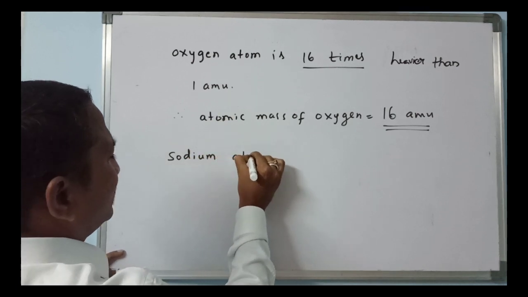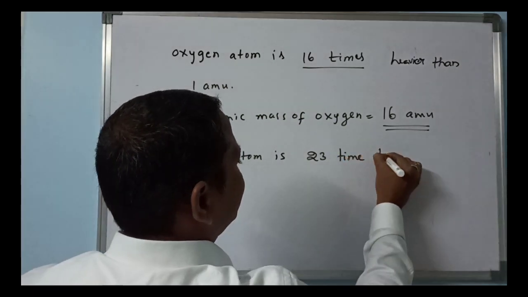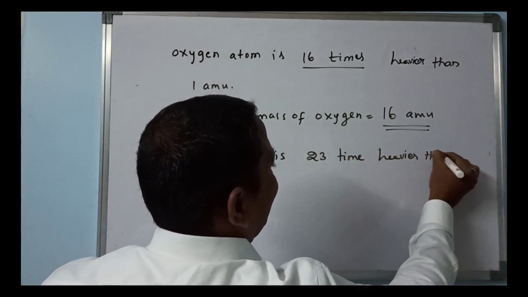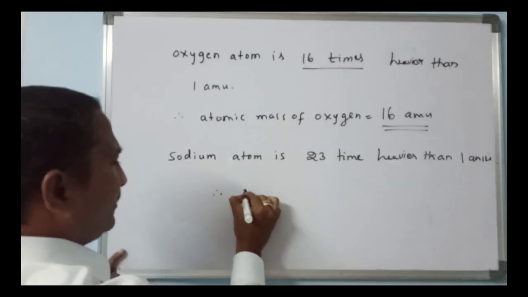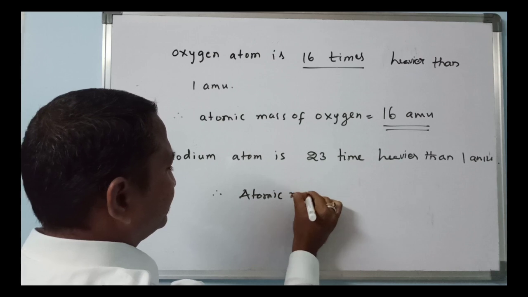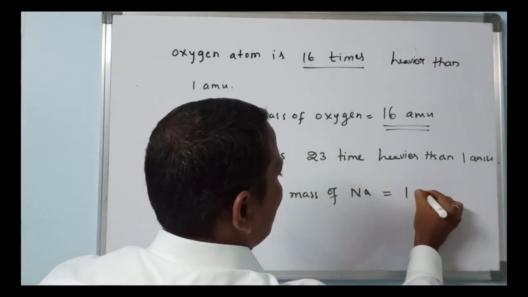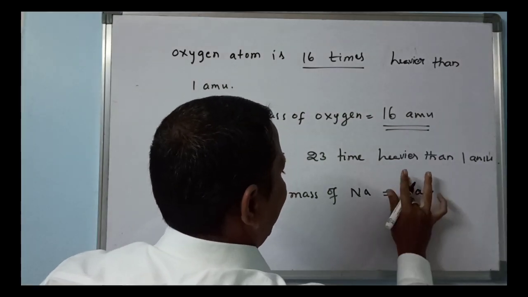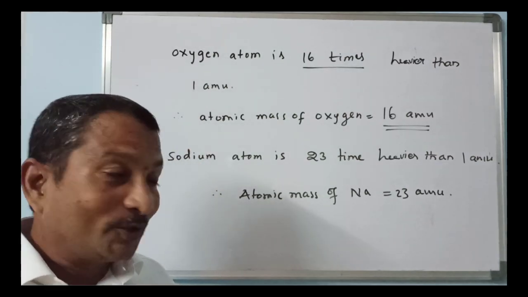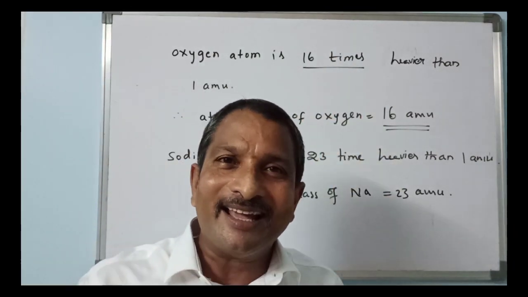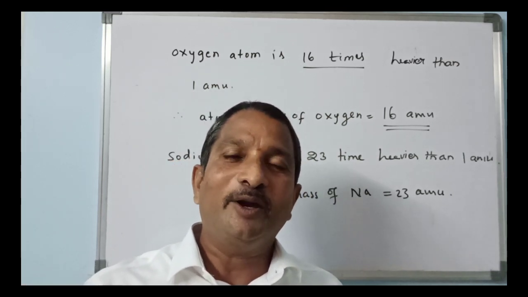Sodium atom is nearly 23 times heavier than 1 AMU. Okay? Therefore, atomic mass of sodium is equal to 23 AMU. Clear all of you? So using this procedure, we can calculate atomic masses of so many known elements in the periodic table.